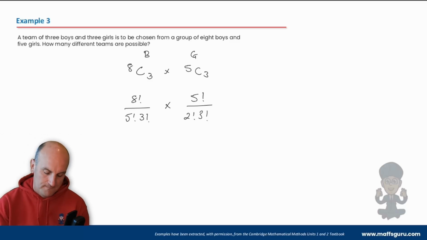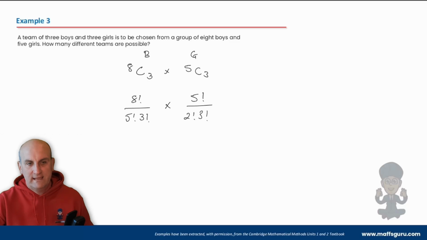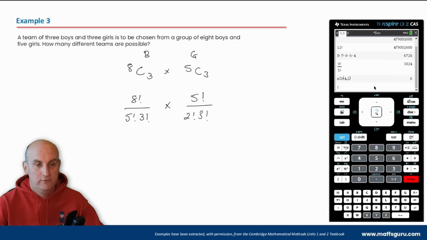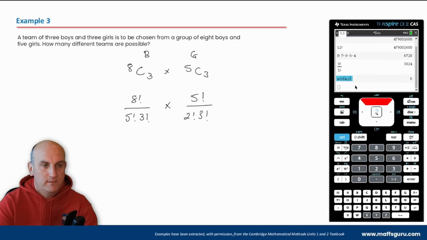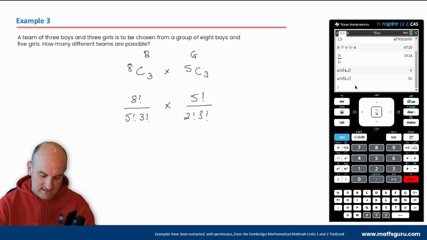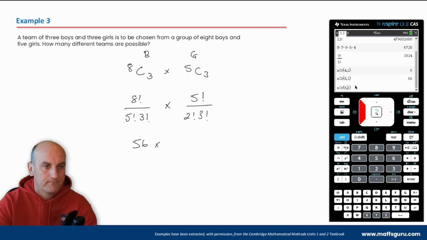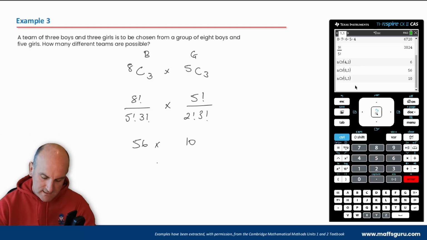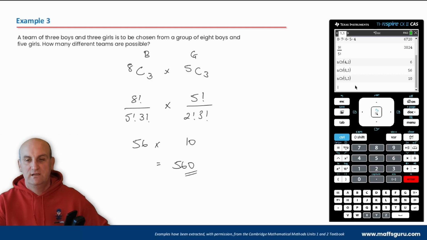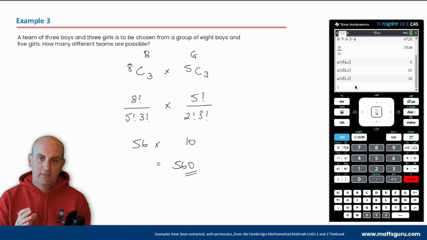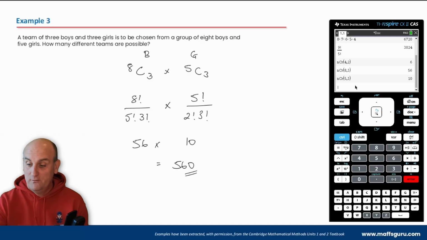So doing that on my calculator, I'm just going to do 8C3. So if I copy that down and then do 8 choose 3, I get 56. And then 5 choose 3 is going to give me 10. So in which case there would be 560 different ways of choosing 3 boys from 8 and 3 girls from 5. That is a lot of ways.